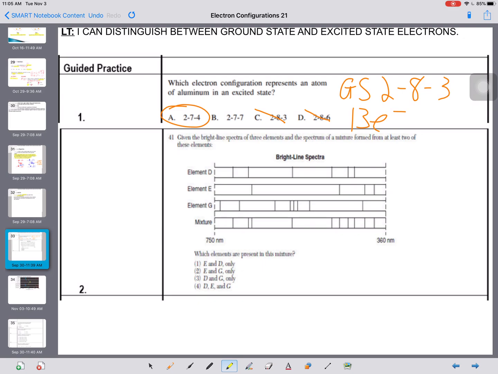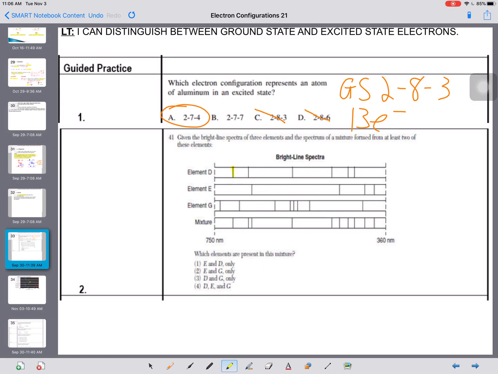The way we do this is we start with the first element. Every line that is in the element pattern has to be present in the mixture pattern. Because it's a mixture, there are going to be other lines there too. But if every line in that element is present in the mixture pattern, then that element is present in the mixture. So for example, let's look at element D.